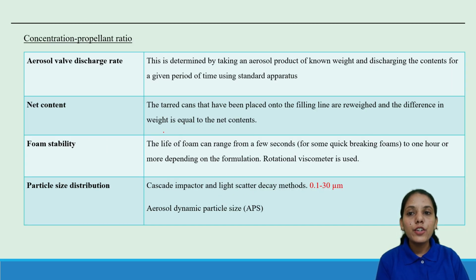Next is concentration propellant ratio, that is, how much API and propellant ratio is present. Then aerosol valve discharge rate. This is determined by taking an aerosol product of known weight and discharging the contents for a given period of time using standard apparatus. So how much it is discharging from the container is calculated. That is nothing but aerosol valve discharge rate.